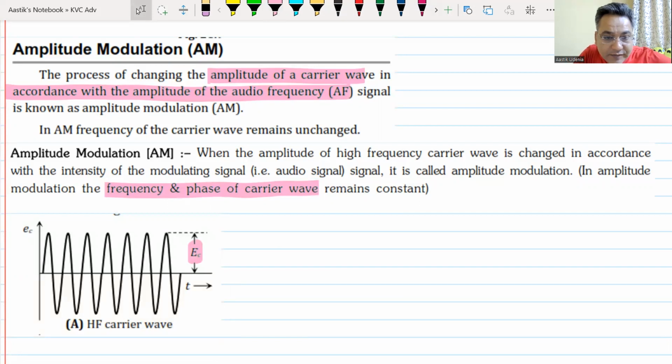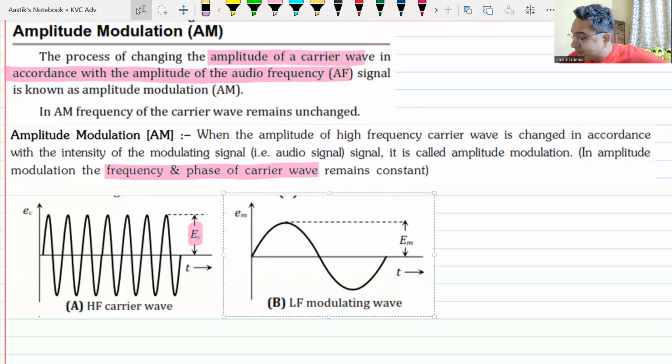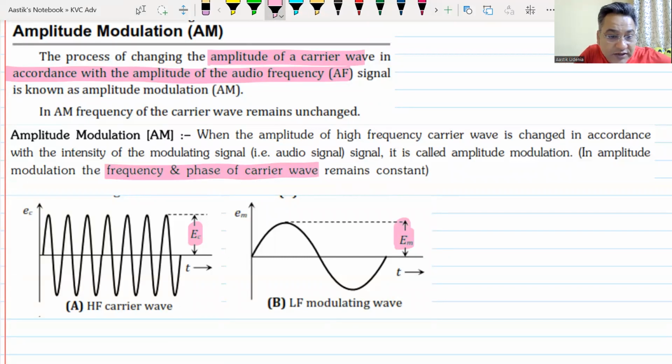Then we will have a message. Sometimes we call it message, sometimes we call it signal, sometimes we call it audio signal. That is the low frequency signal that we need to amplify. Do we see this here? EM is the amplitude of this message, the magnitude of this signal that needs to be amplified. Do we see this? Yes, sir.